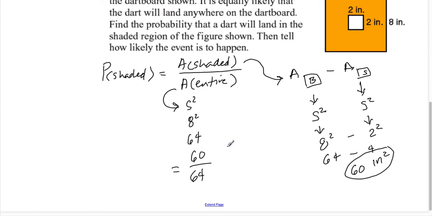Okay, and if you simplify this, it will become 15 over 16. At 15 over 16, that's close to 1. This means that the event is very likely to occur, which is this one right there. There you go. So 15 over 16, the event is very likely to occur.